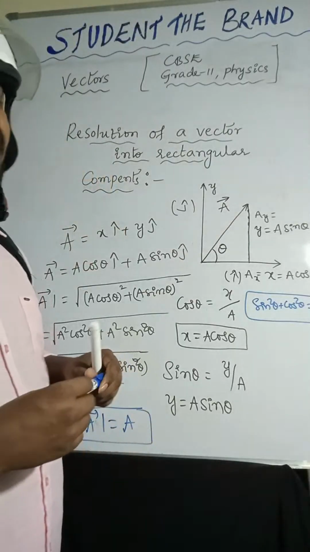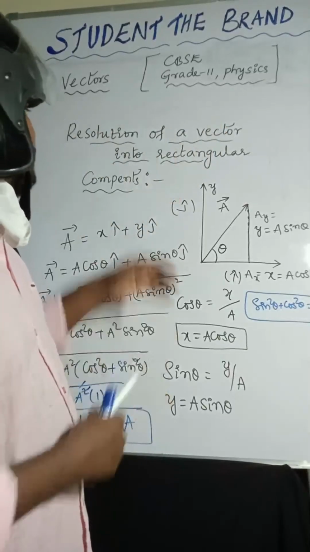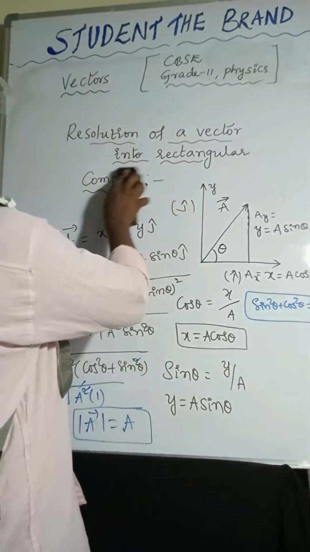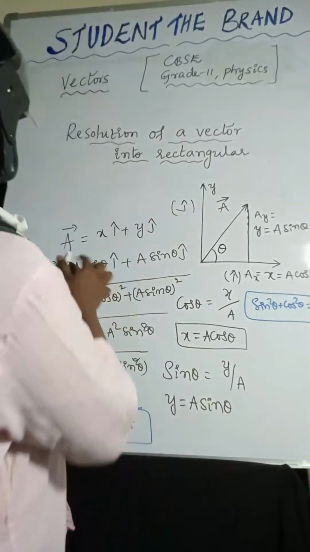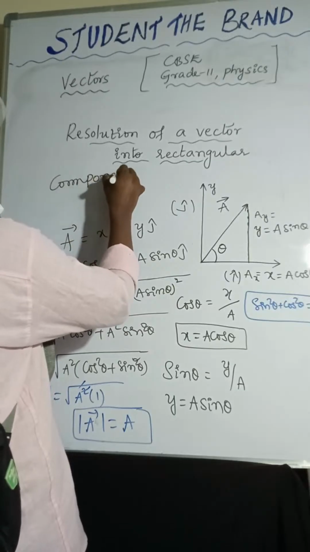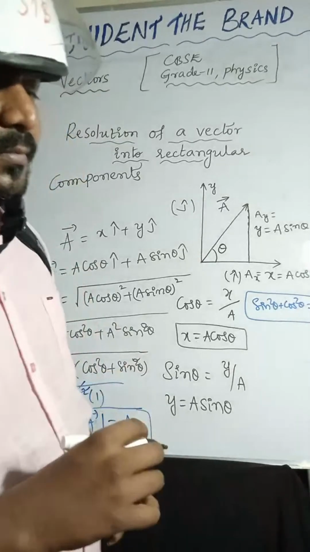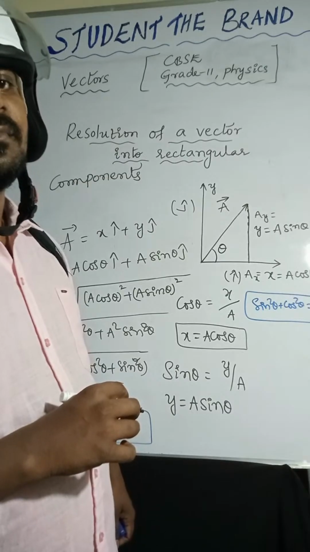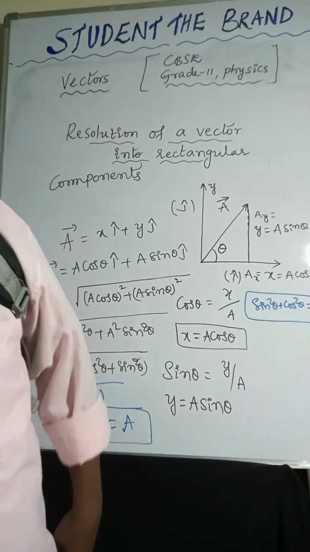Once again observe carefully. Resolution of a vector into rectangular components means perpendicular components. I hope it is very clear to you all.